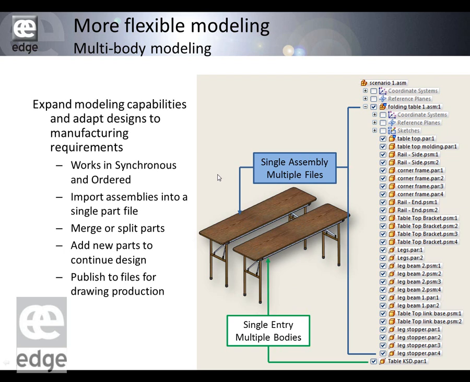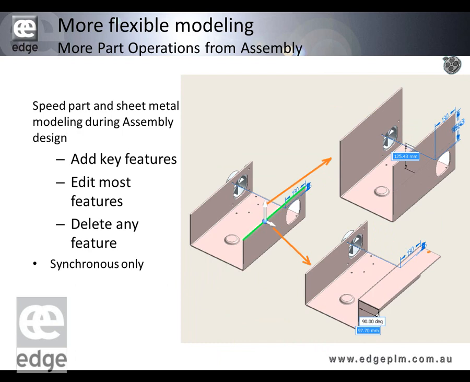It works in synchronous and in ordered. You can import assemblies into single part files, and there are some tools to help you overcome the non-manifold problems. You can merge or split parts, so you can design a multi-body part and then split it up to make an assembly. You can add new parts to continue design. You can publish back out to an assembly and make drawings and bills of material, if you want to do it that way.